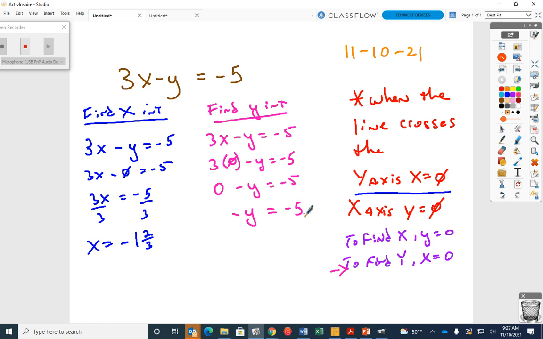You take y and you just make the other side negative and you make y positive. Opposite, right? Okay, so this y becomes a positive y, and this negative 5 is no longer negative. What is it? It is positive 5. Do we have enough to graph now? Yep. So let's graph. Negative 1 and 2/3.